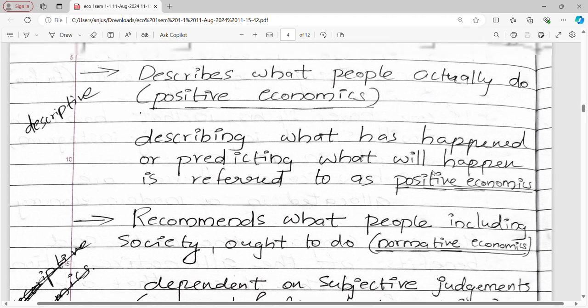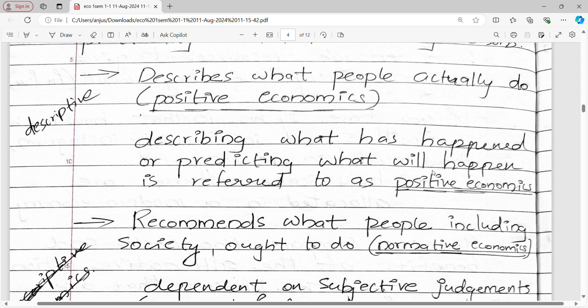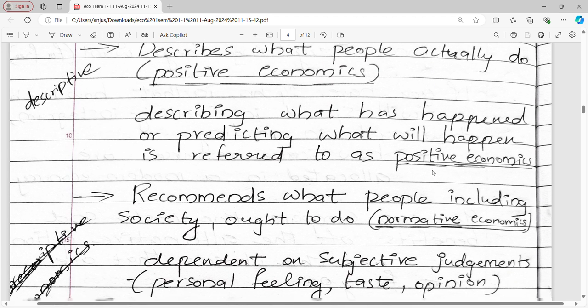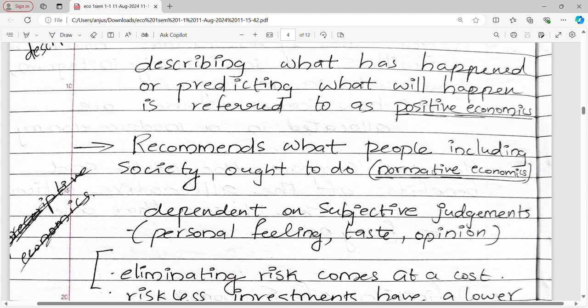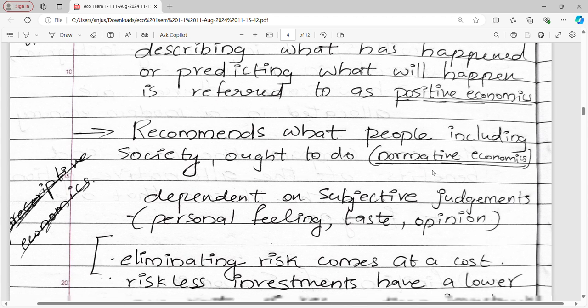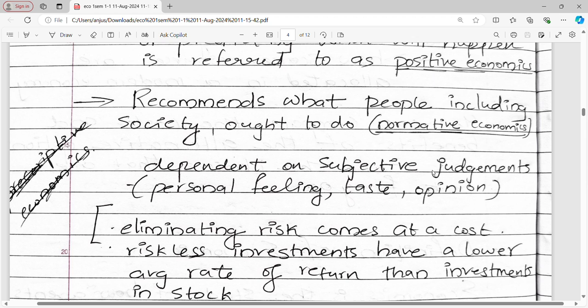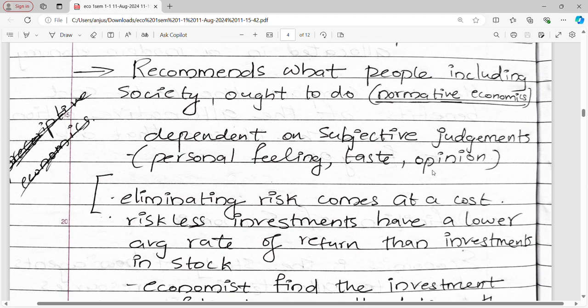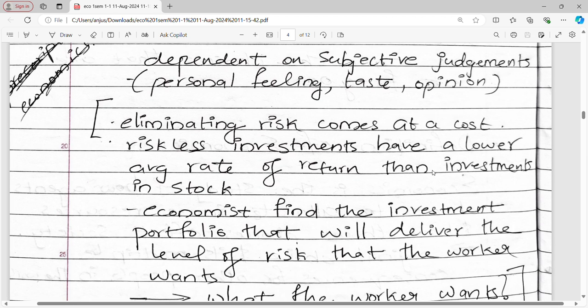Next is that the first one with economics is that it describes what people actually do, and the second one is to recommend what people or society should do, ought to do. That is normative economic analysis. So it is dependent on subjective judgments, that is personal feeling, taste, opinion and all.